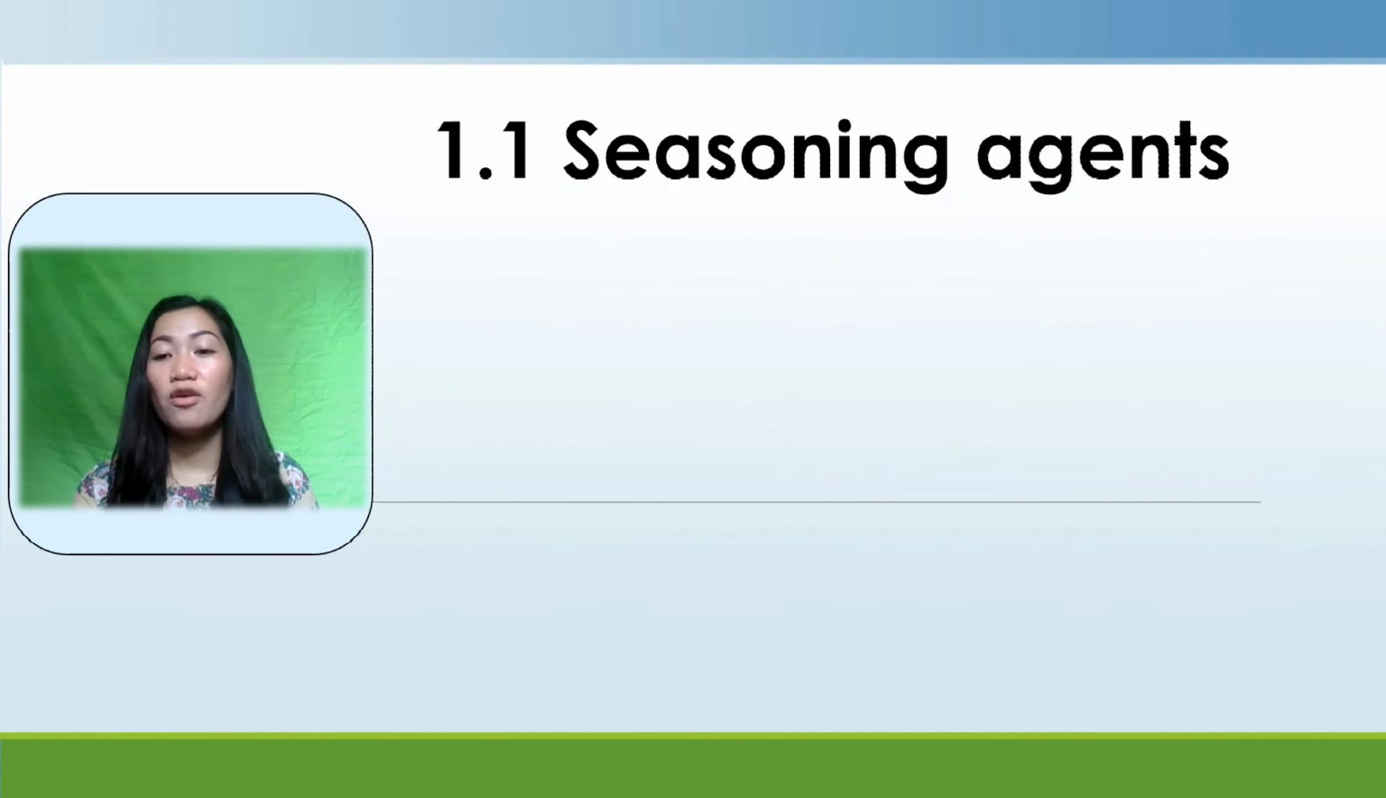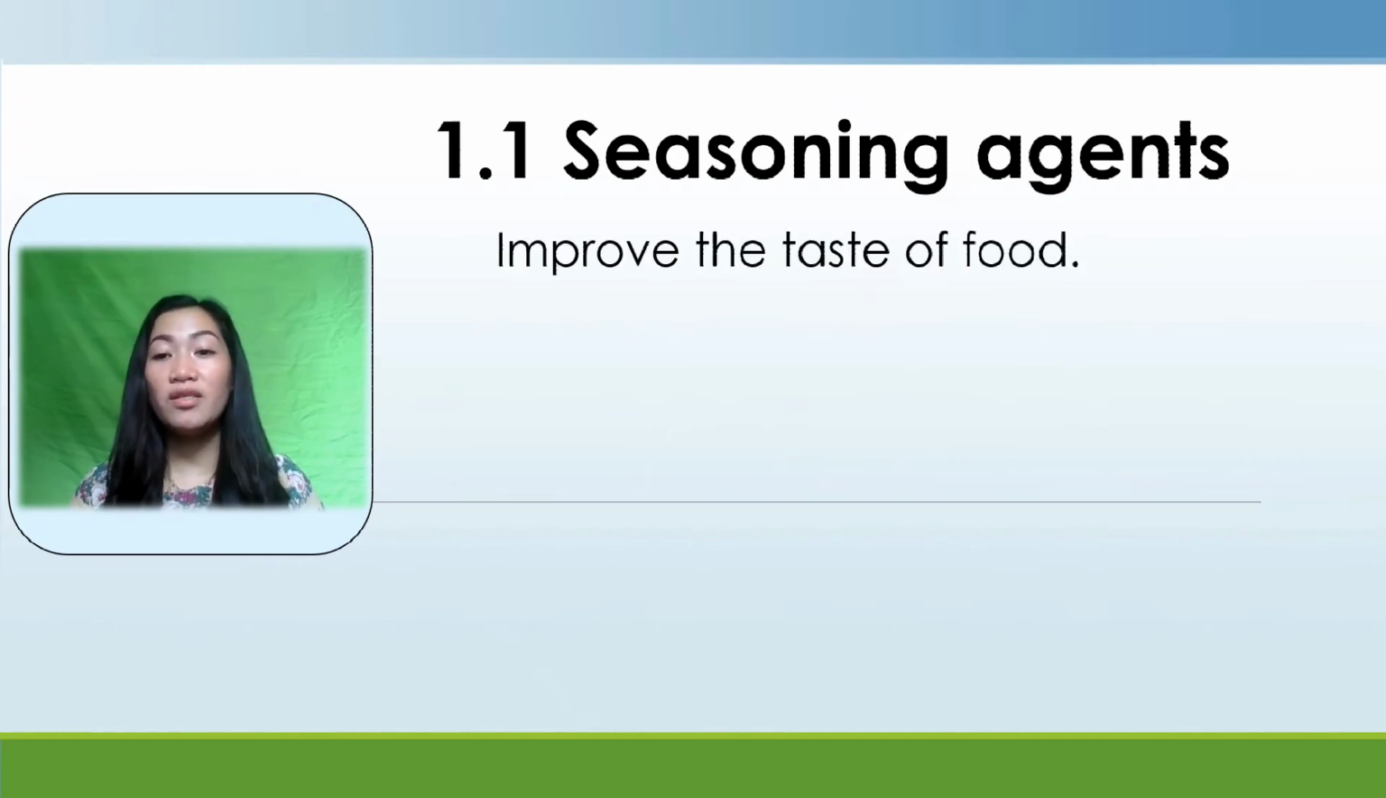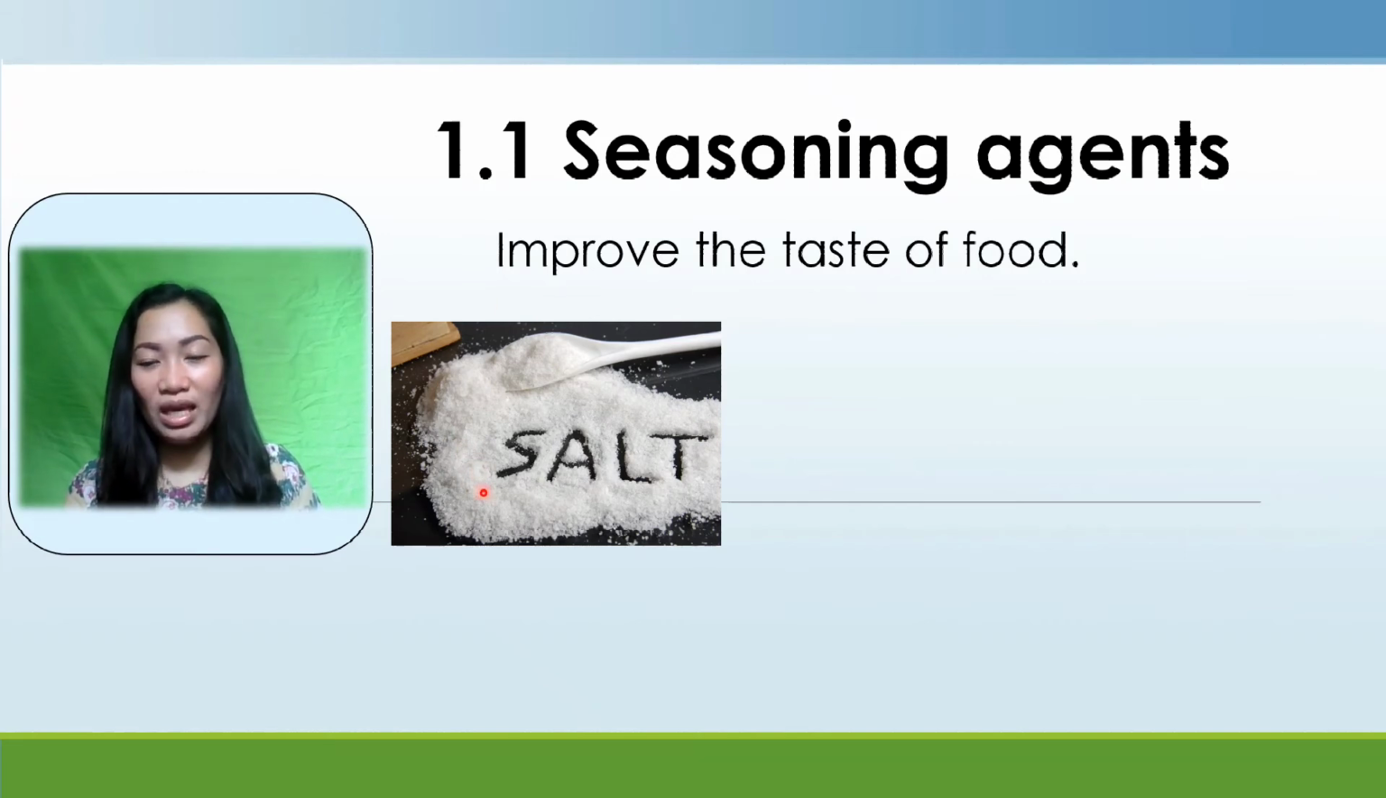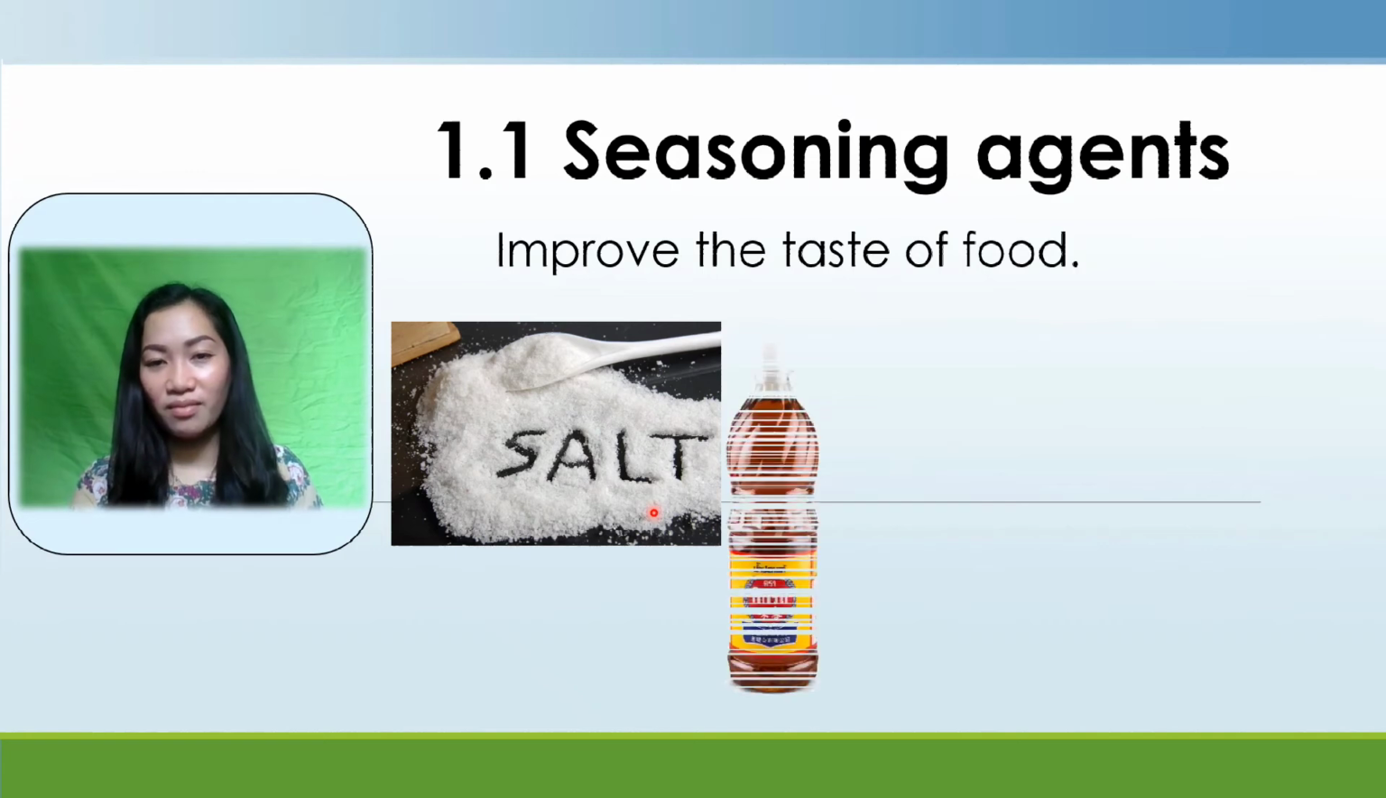First, let's talk about the subtopic: seasoning agents. We use seasoning agents to improve the taste of the food, so that our food will be palatable and delicious. An example is salt. This is the major seasoning agent when we are cooking.